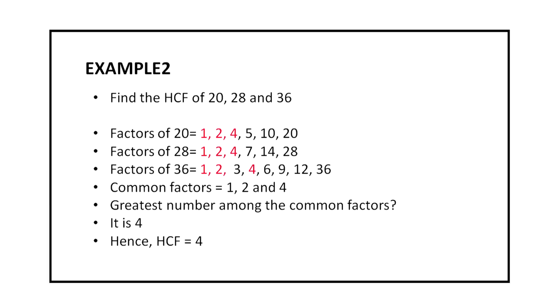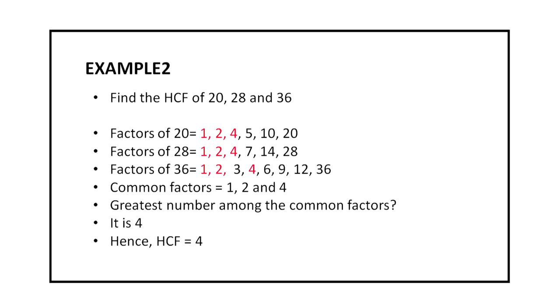Let's look at one more example. Find the HCF of 20, 28 and 36. In this case also, we have to determine the factors of each number first. Second step, determine the common factors. And the final step, determine the greatest number among the common factors.